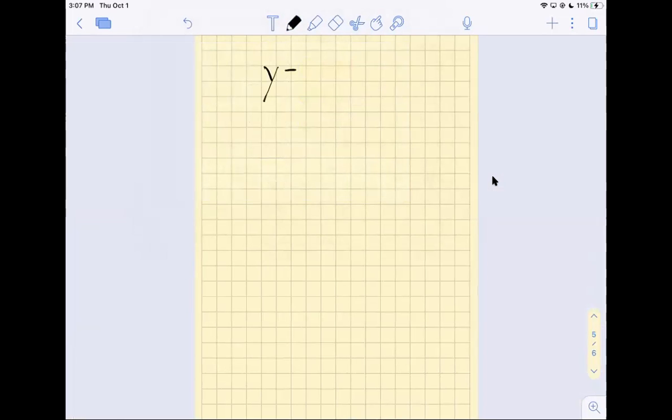Let's do it like this: x plus y is equal to 5, and 2x plus 2y is equal to 10. So let's just try elimination on this.